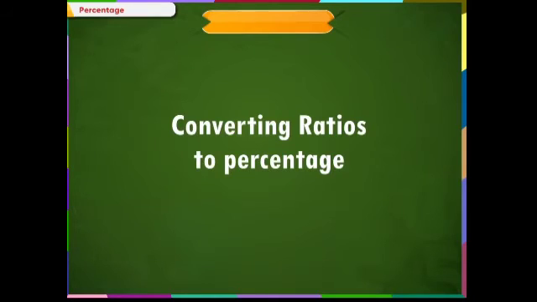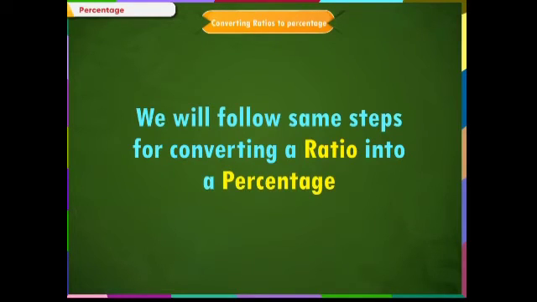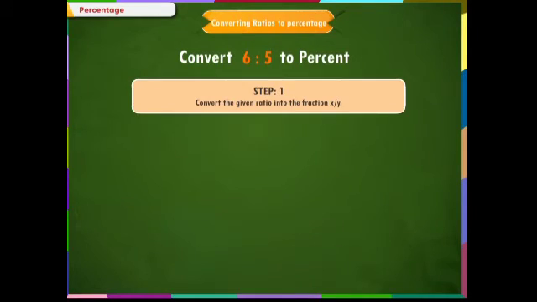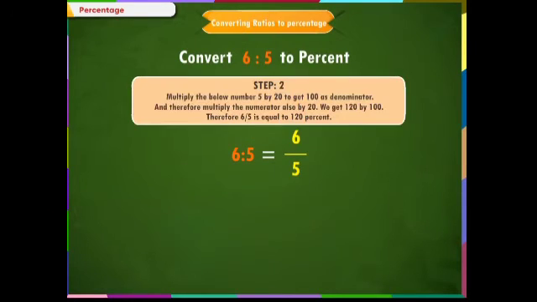Now, converting ratios to percentage. We will follow same steps for converting a ratio into a percentage. Convert 6:5 to percent. Step 1. Convert the given ratio into the fraction x by y. 6:5 equals to 6 by 5. Multiply the below number 5 by 20 to get 100 as denominator, and therefore multiply the numerator also by 20. We get 120 by 100. Therefore, 6 by 5 is equal to 120%.